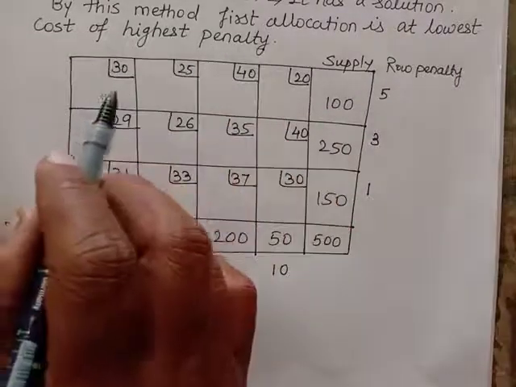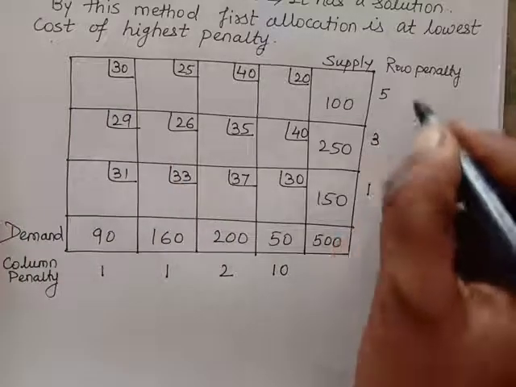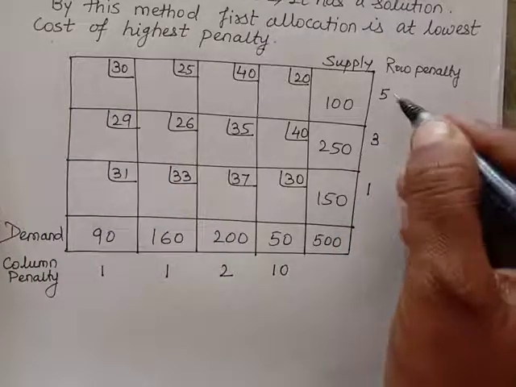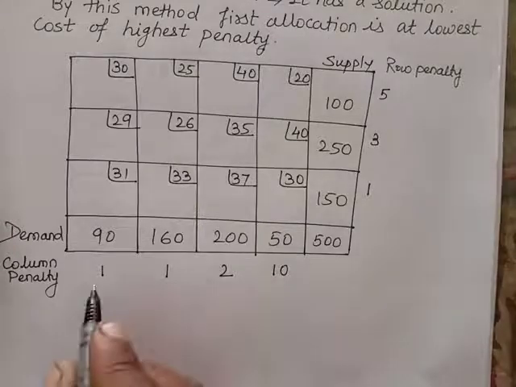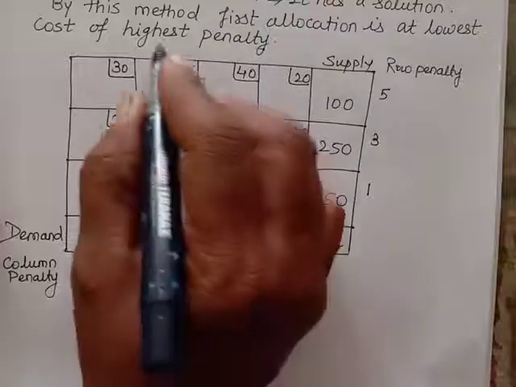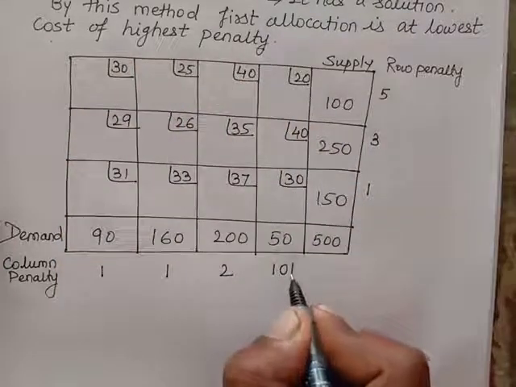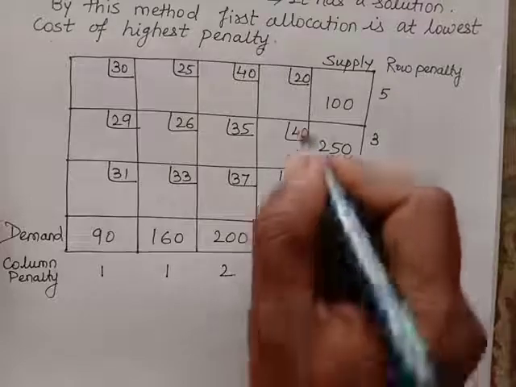Now what this method says is that the first allocation is at the lowest cost of the highest penalty. So first of all we have to look for the highest penalty out of the column penalties as well as the row penalties. Row penalties are 5, 3, 1. Column penalties are 1, 1, 2, 10. Out of these all, what is the highest penalty? The highest penalty is this 10. So our first allocation is at this column.